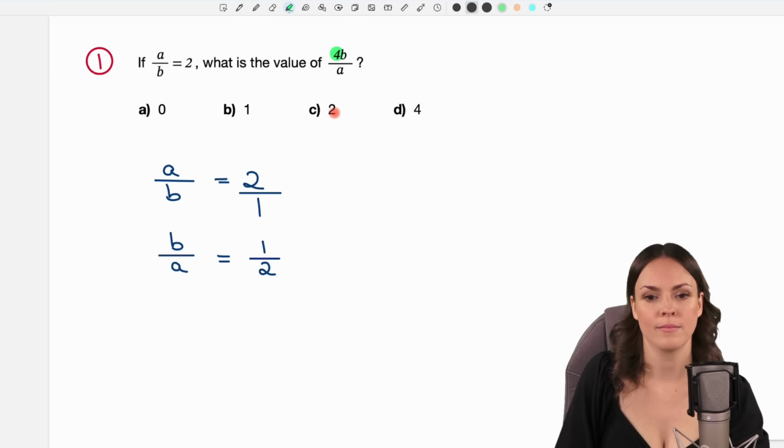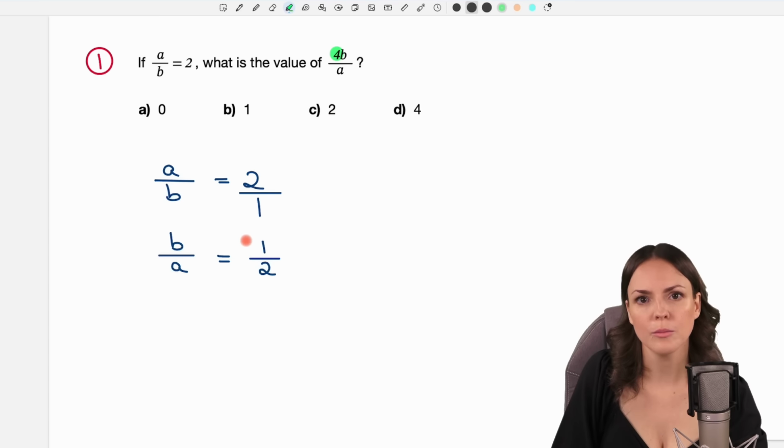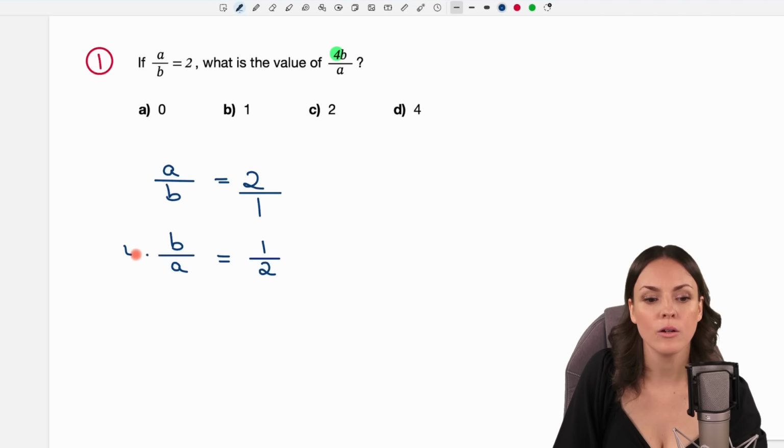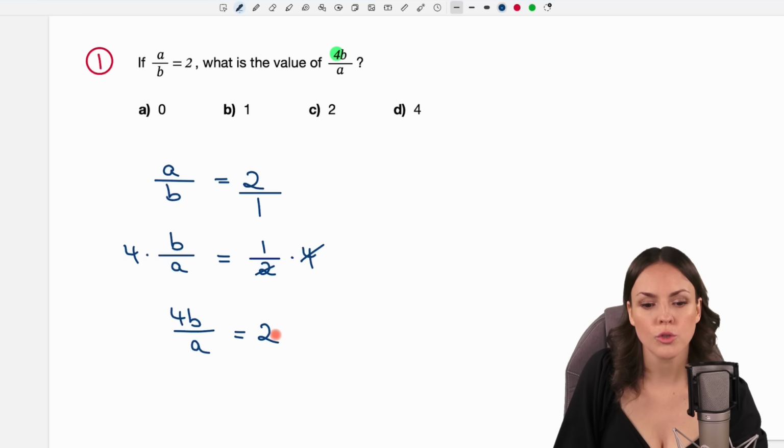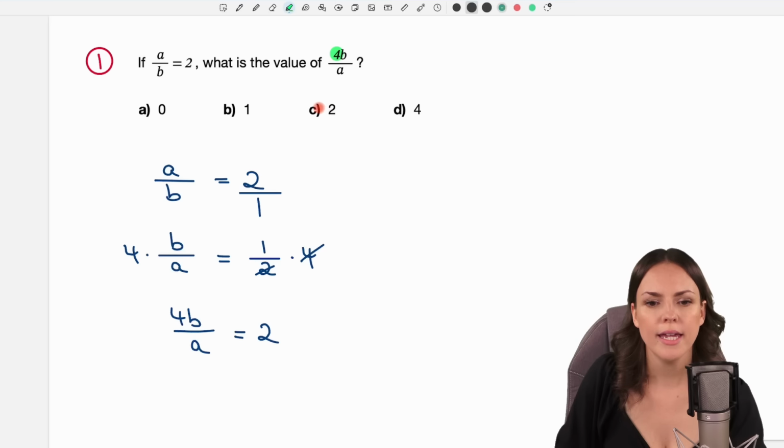But the 4 is missing, but that's not a problem. We can multiply both sides of the equation by 4 here and here, so that we really have this 4b over a expression on the left side, and here we can calculate 4 over 2 equals 2. So now we see that this expression is equal to 2, and this is answer 2.